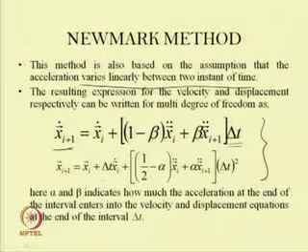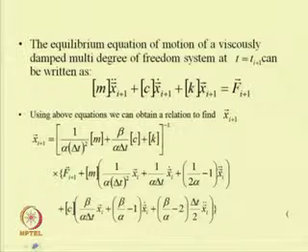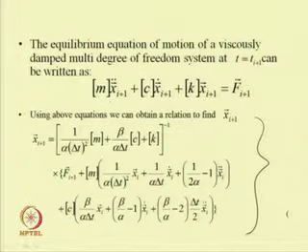And x I plus 1 can be written as x I plus delta t x I dot plus [half minus alpha] into x I double dot plus alpha into x I plus 1 double dot, into delta t square. Using these expressions, alpha and beta indicate how much the acceleration at the end of the interval enters into the velocity and displacement equations at the end of the interval delta t. By using this expression we can find the response of the system. For example, in this case, let us take the equilibrium equation of motion, m x double dot at I plus 1.